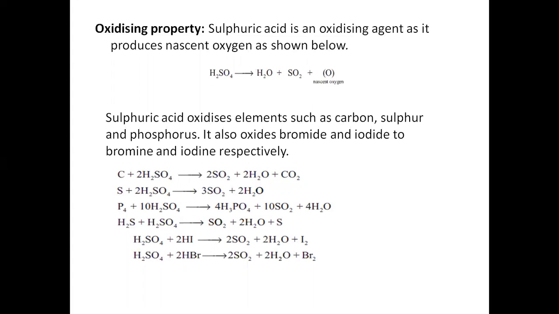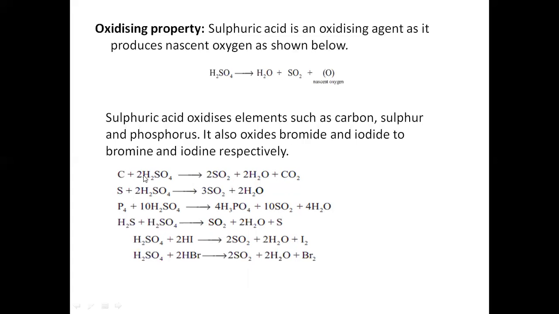When H2SO4 decomposes, we get H2O plus SO3. Here SO3 we write as SO2 plus one O. That one O is nascent oxygen, an unstable species that immediately reacts with the other compound to give the product.